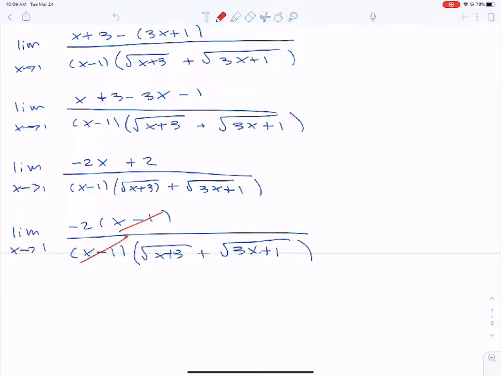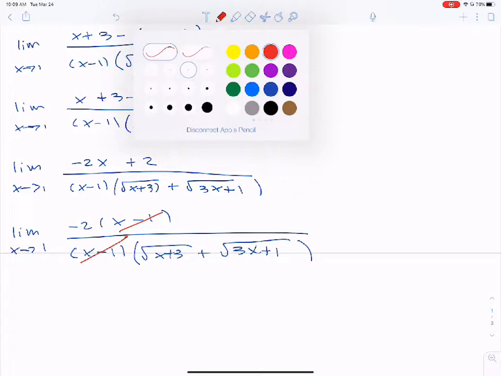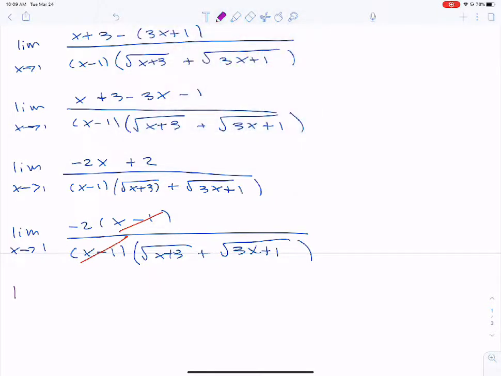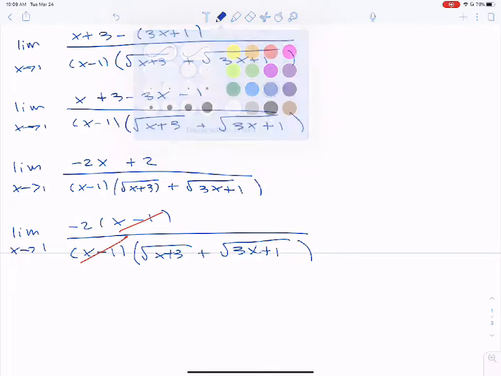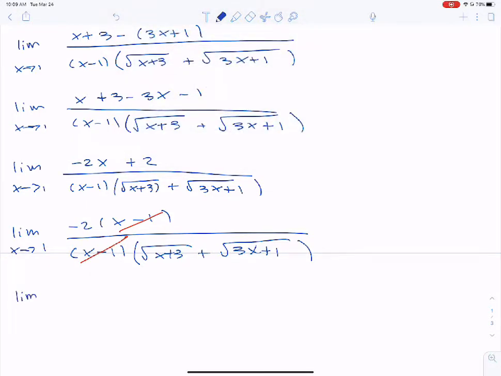Then what I'm going to do is evaluate this new function, right? I'm going to evaluate this thing right here. I don't know why I'm doing it in purple. There isn't a good reason. So I'm going to evaluate this thing right here at 1.